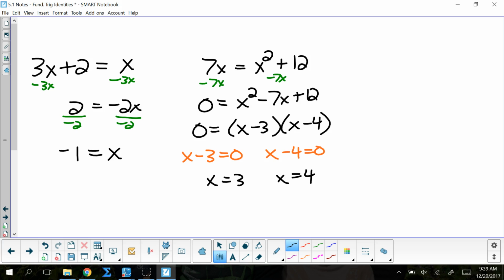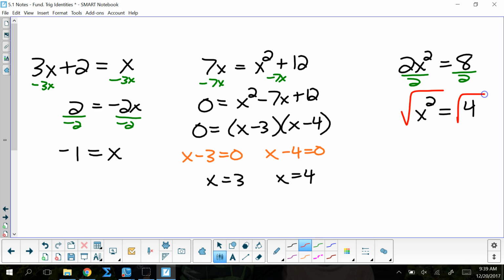What if I was just the meanest teacher ever and I said 2x squared equals 8? Divide by 2 on both sides. Then what? Square root. What's my answer? No. Minus 2.